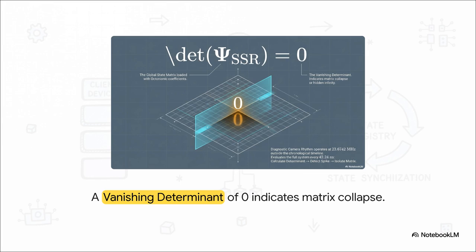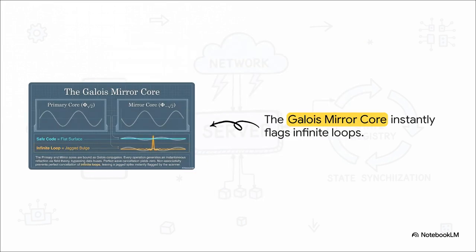And the debugging process at the hardware level is just beautifully illustrated by the Galois mirror core. Picture a primary processor physically bound to its phase-inverted twin. Every single operation in the main core instantly reflects in the mirror. Safe, healthy code perfectly cancels out into a totally flat 0 line. But those infinite loops? Since they lack associativity, they can't perfectly cancel. They end up sticking out as these unmissable jagged spikes that the diagnostic camera flags instantly. We're talking literal zero overhead debugging.